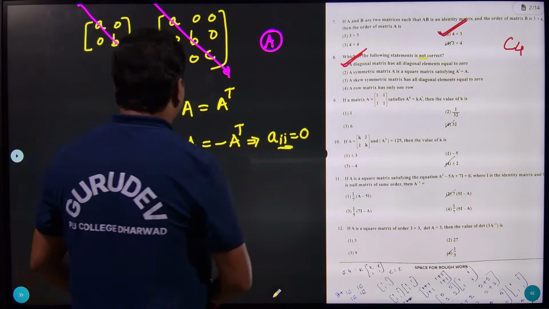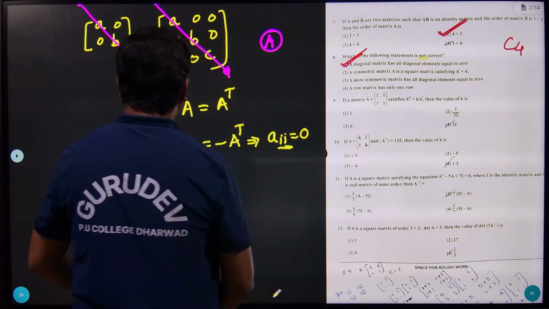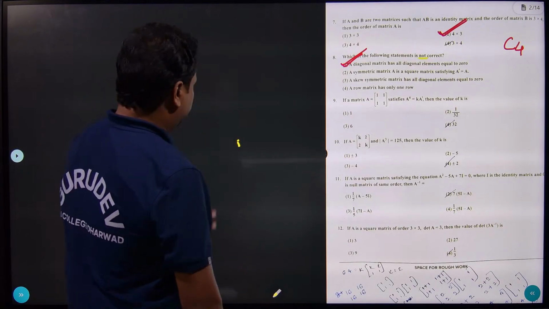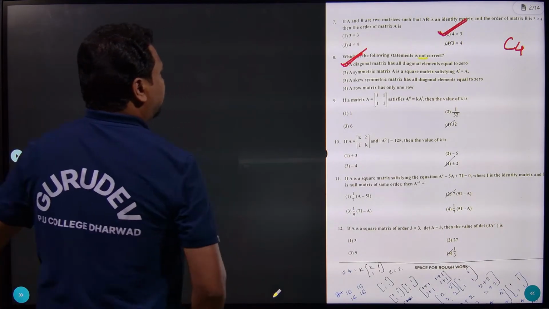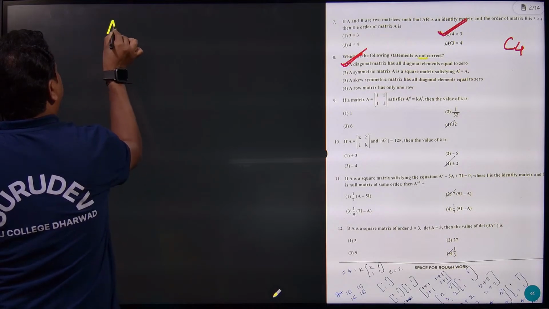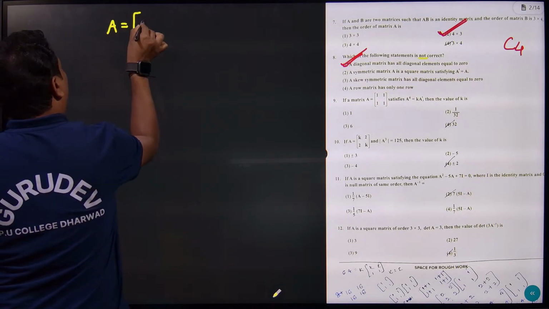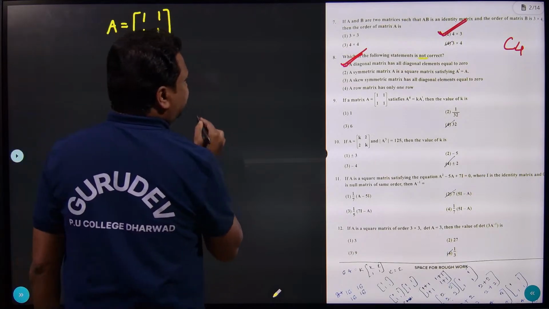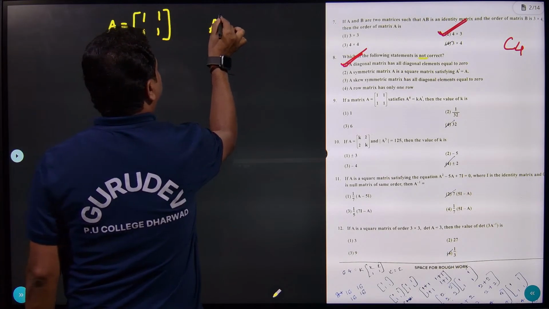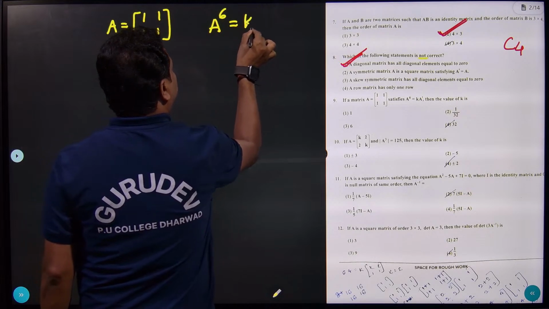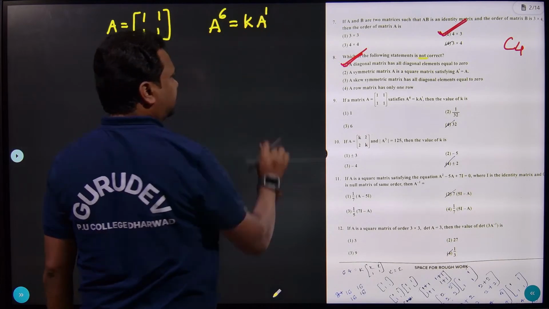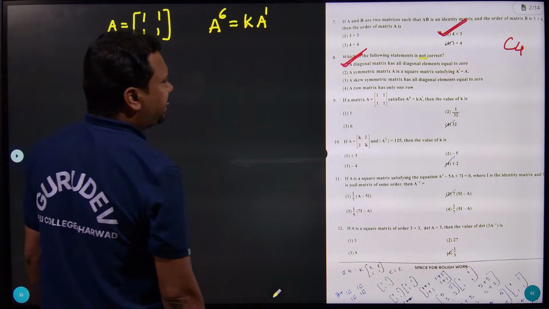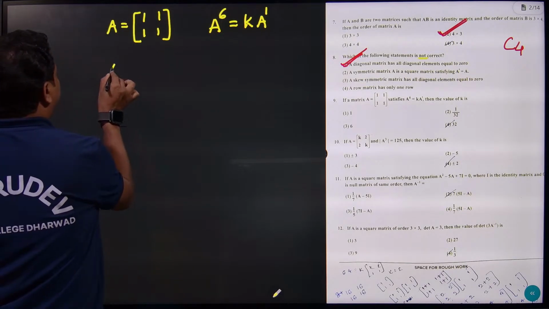Clear? Okay, let's go for the next, the ninth question. If A is defined as the 2 cross 2 matrix [1 1; 1 1], it satisfies A to the power 6 equal to K into A. Clear? Now, let us first understand A square.